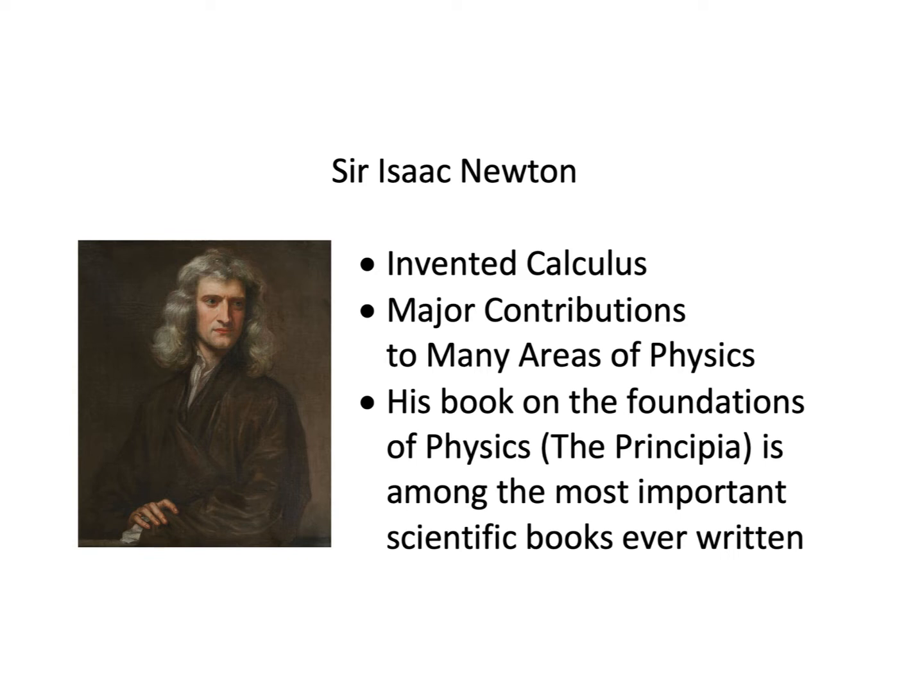And he actually wrote a book summarizing all of his discoveries, and that book is called the Principia. The name comes from Latin. It was originally written in Latin, but it basically laid out the foundations of physics, and it's considered one of the most important scientific works ever written. And in the Principia, Sir Isaac Newton actually formulated the 3 laws of motion that we're going to be talking about in this lecture.